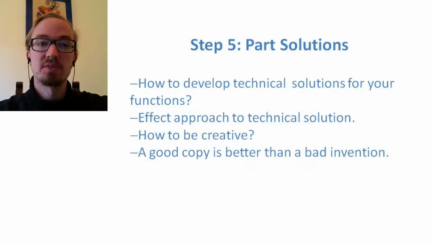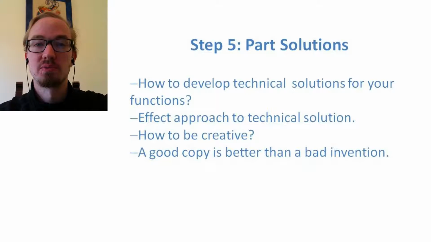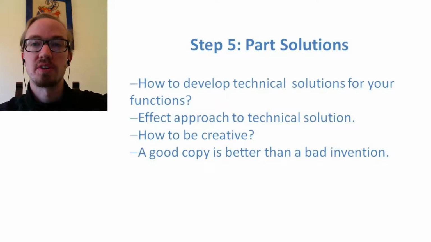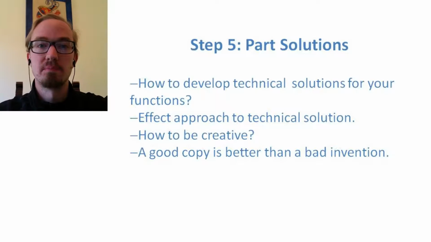Step 5 is a part solution, where you solve the different functions. Here it is very good to be creative, to have a broad view over the different technologies that exist, so that you can come up with a lot of different solutions. And of course, a good copy is better than a bad invention. You can also look how other people came up with solutions, which doesn't mean that you have to copy it completely, but common solutions are very easy.